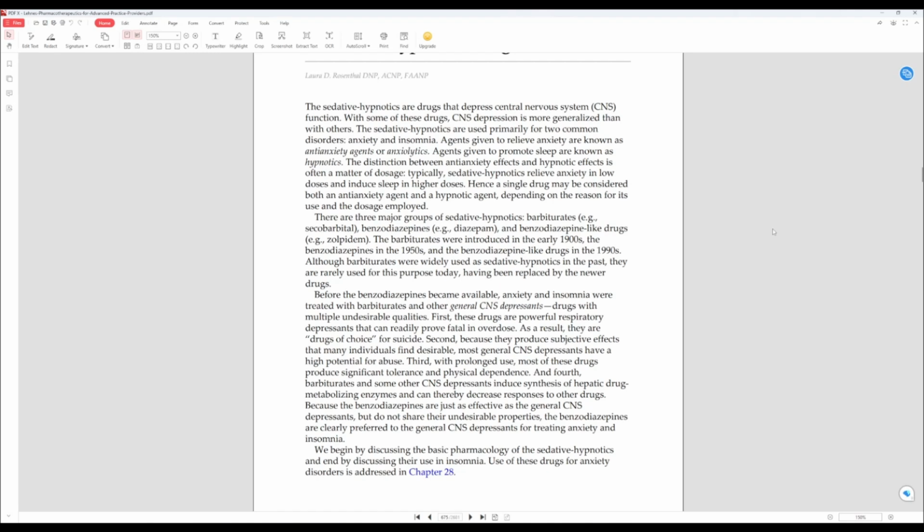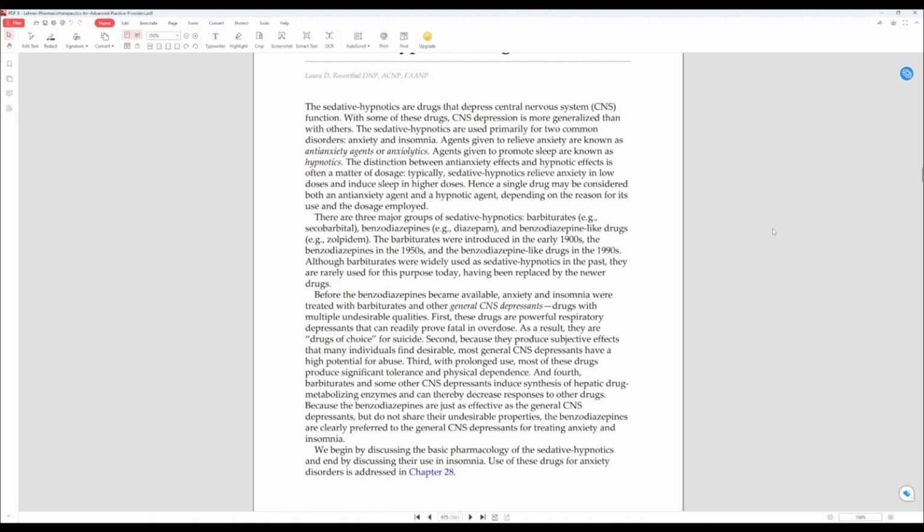Before the benzodiazepines became available, anxiety and insomnia were treated with barbiturates and other general CNS depressants, drugs with multiple undesirable qualities. First, these drugs are powerful respiratory depressants that can readily prove fatal in overdose. As a result, they are a choice of drug for suicide. Second, because they produce subjective effects that many individuals find desirable, most general CNS depressants have a high potential for abuse. Third, with prolonged use, most of these drugs produce significant tolerance and physical dependence.